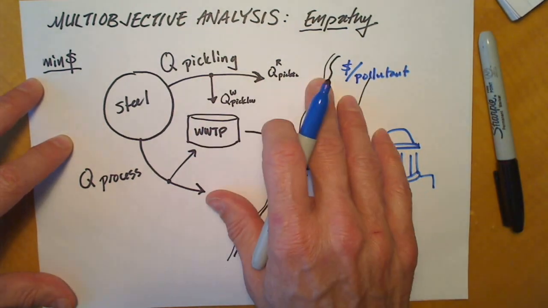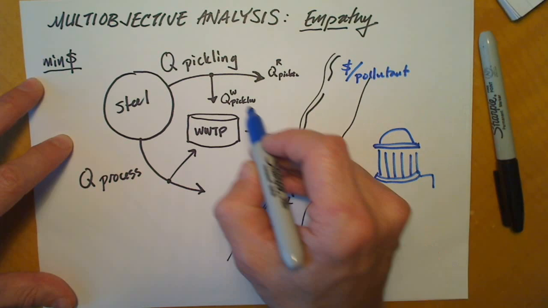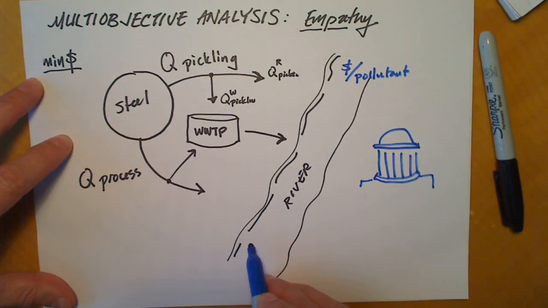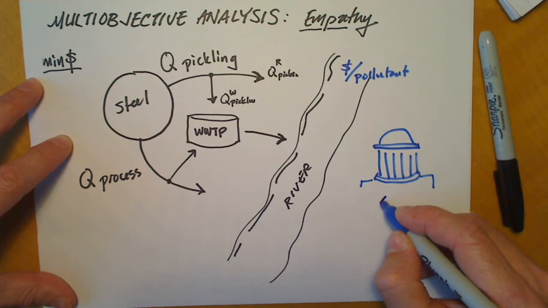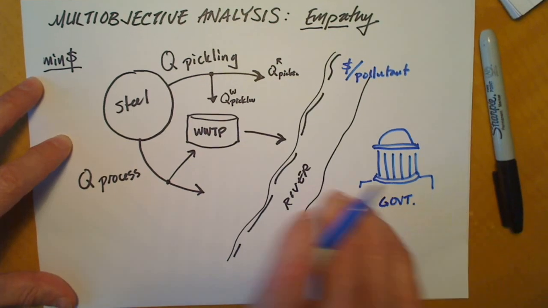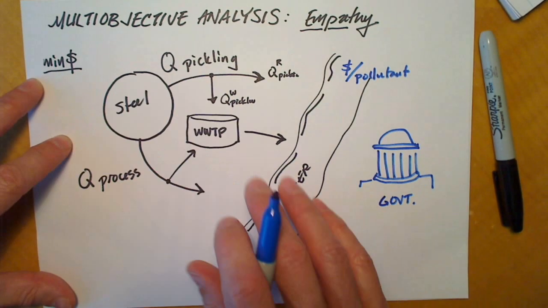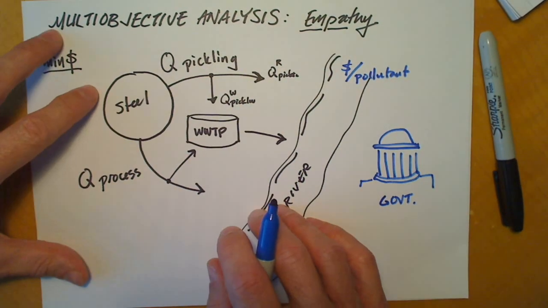And it doesn't matter whether they discharge them after treatment or if they bypass treatment. The more pollutant that goes into the river, the more the local government collects from the steel plant, and the more the steel plant pays. Now, we have this interesting problem.